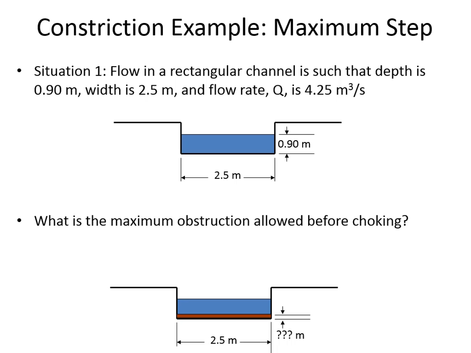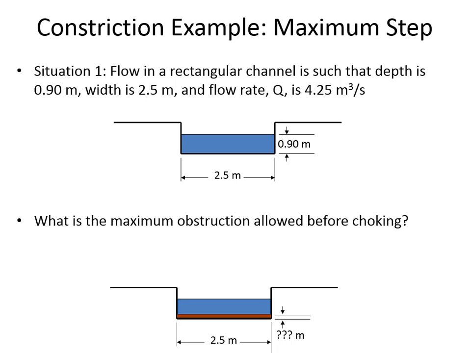We'll also calculate the flow per unit width, lowercase q, which is the Q divided by the channel width. It was 4.25 cubic meters per second, and our channel width is 2.5 meters. So the flow per unit width is 1.7 meters squared per second. All right.